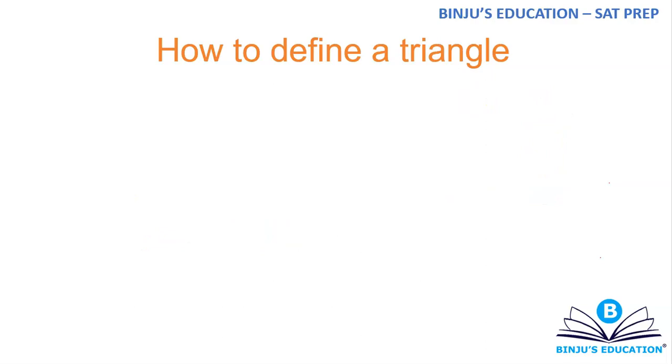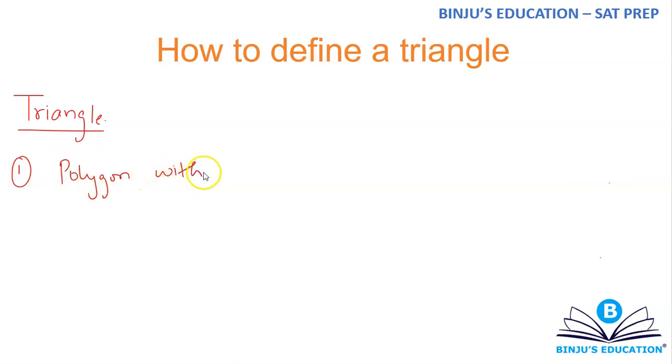Okay, so when we talk about defining a triangle, there are basically 4 things you need to remember, and these 4 things are true for any triangle that you'll ever come across, be it an equilateral triangle, a right angle triangle, a scalene triangle, an isosceles triangle, acute triangle, obtuse triangle. Whichever triangle you'll ever come across, these 4 things will remain constant. So first of all, it's a polygon with 3 sides.